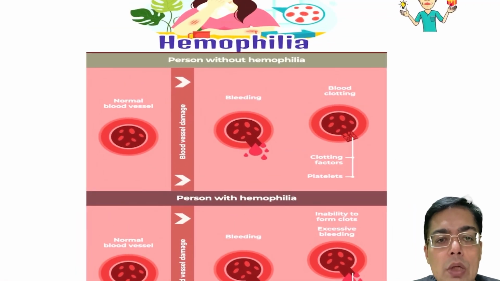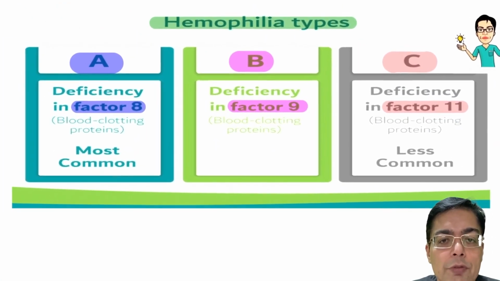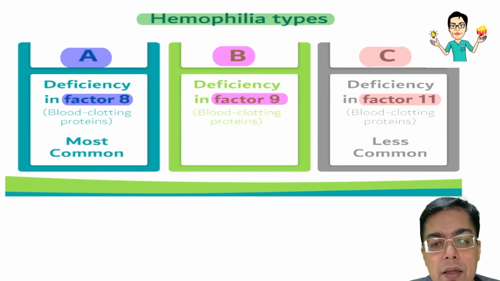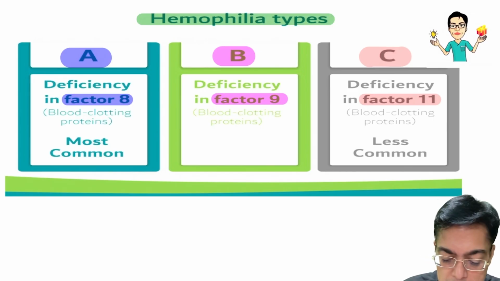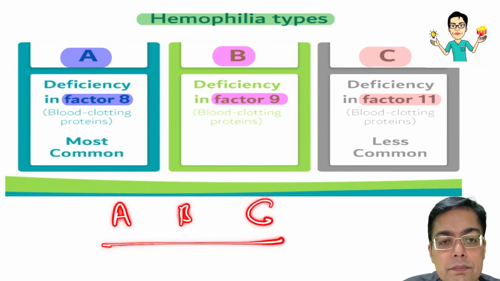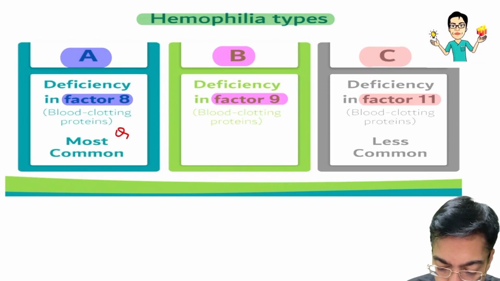Now, whenever we're going to be talking about hemophilias, we need to remember that there are three important types of hemophilias which are commonly tested in our exams. These hemophilias are respectively called, in alphabetical order, hemophilia A, hemophilia B and hemophilia C. What is interesting for you to note is that hemophilia A is the most common type of hemophilia. So that is what you are being asked as a question in the exam as well.